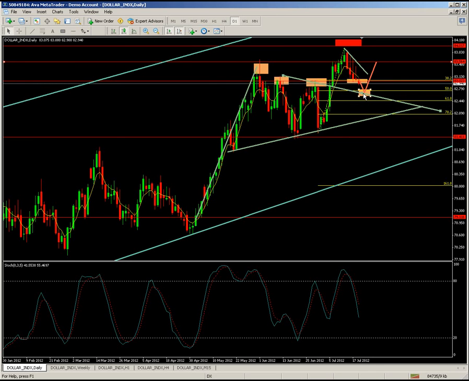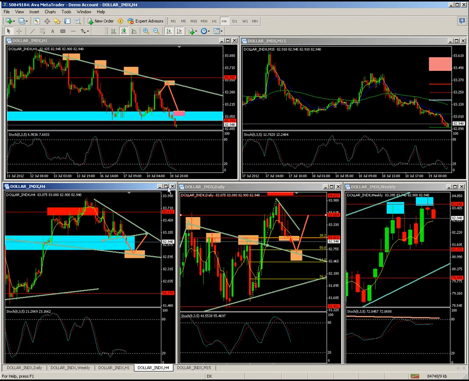Let's just move this down a little bit. There we go. So this is what I'm looking for at the moment. This is the type of move we are trying to draw. Once we get down here, I'm sure there are going to be some people buying the dollar. So expect some reaction around this level, but we're not there yet. For now, we seem to be short the dollar.